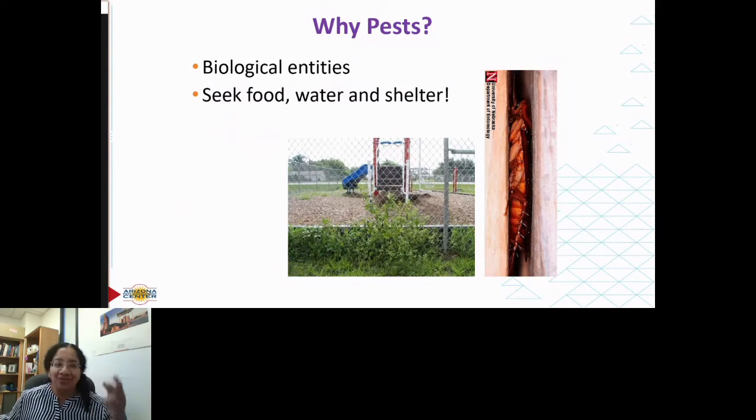And in the process of acquiring their basic needs, like food, water, and shelter, they interfere with our lives and cause all of these different kinds of damages. They can cause structural damage or damage to crops.